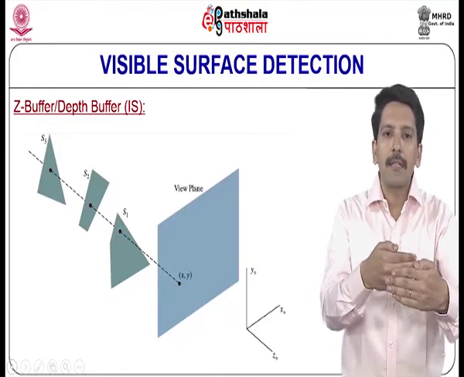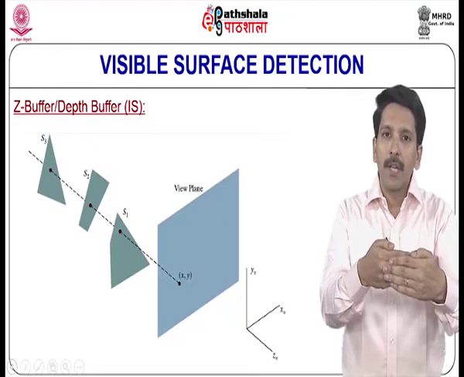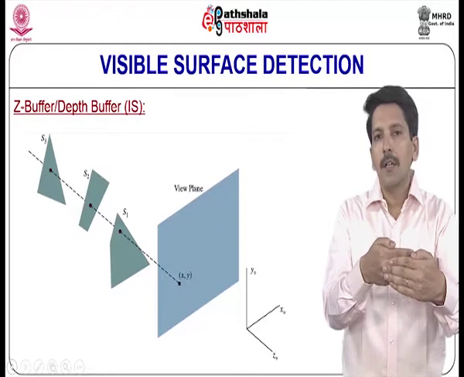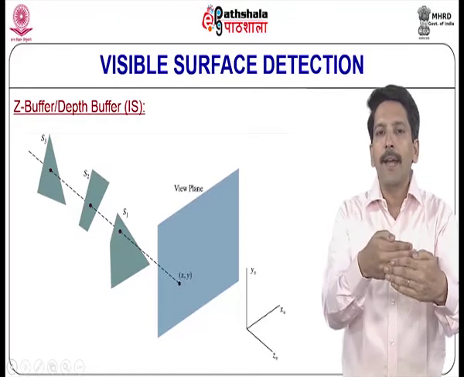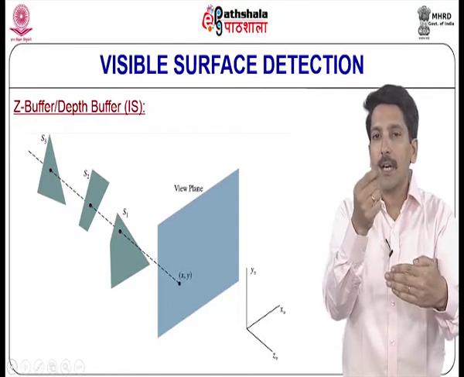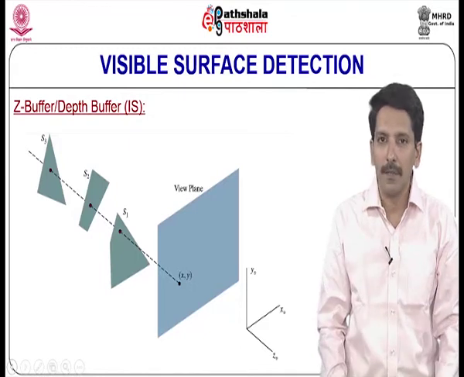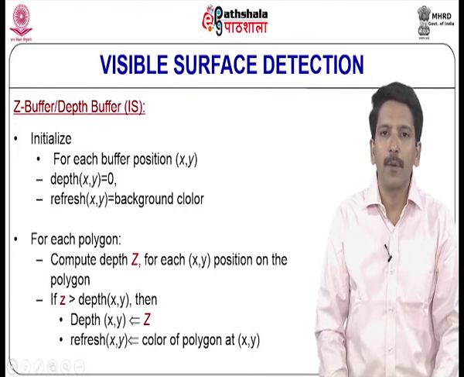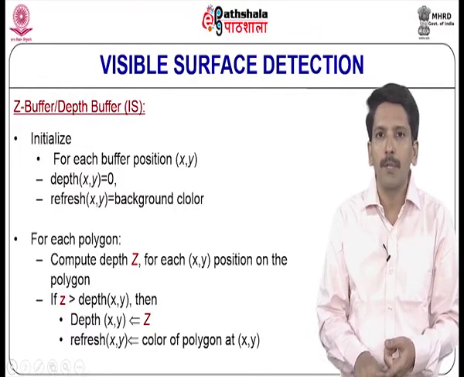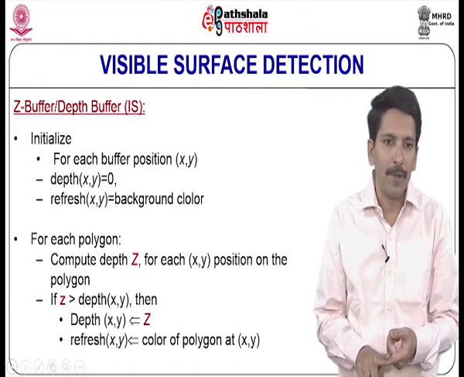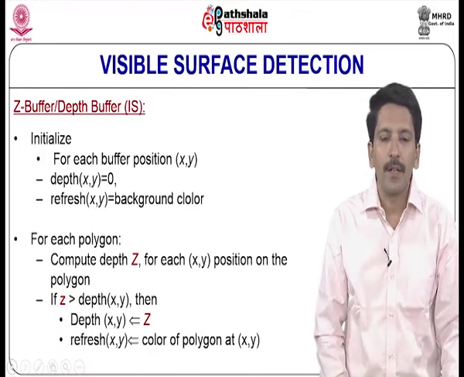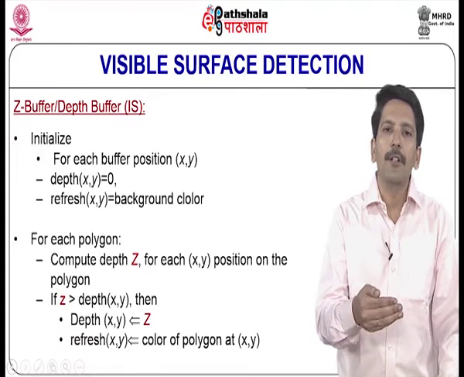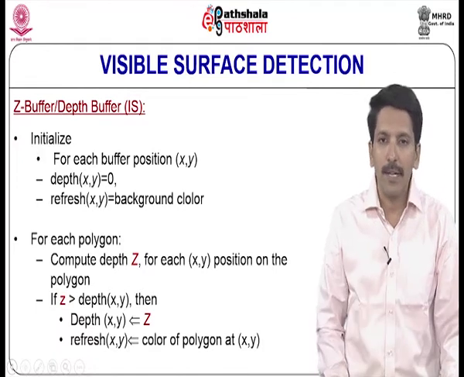is whichever surface or face is closest to the view plane, the color of that is to be taken for that pixel. So, the algorithm is as simple as initialize the buffers. We have got two buffers, one is the refresh buffer, the other one is the depth buffer. Refresh buffer is initialized to the background color, and depth buffer is initialized to a value 0.